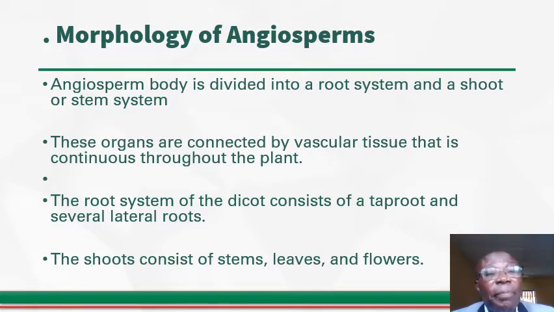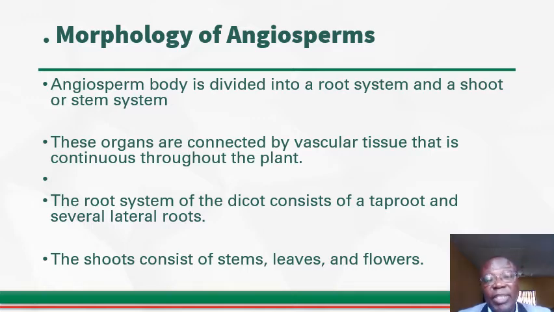Then their physical appearance, that is the morphology of angiosperms. The angiosperm body is divided into root, stem, and shoot system. These organs are connected by tissues called vascular tissues, and these vascular tissues are continuous throughout the plant. The root system of the dicot consists of a taproot and several lateral roots, unlike in the case of the monocot, which we are still going to see as we talk about the classes of the angiosperms.